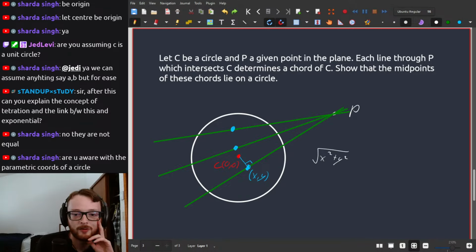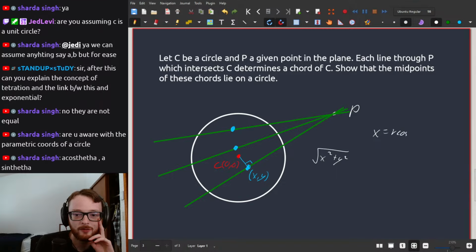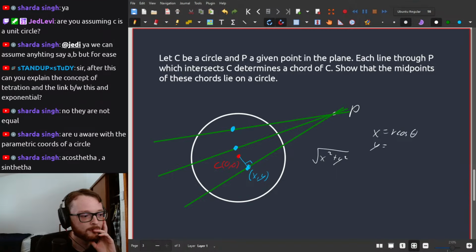Parametric chords of a circle? Like x equals r cosine theta? Okay, yeah.